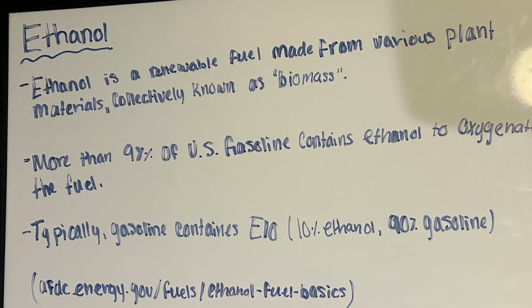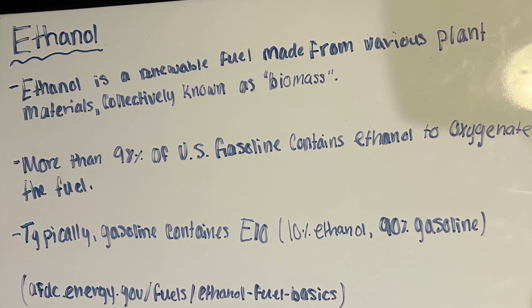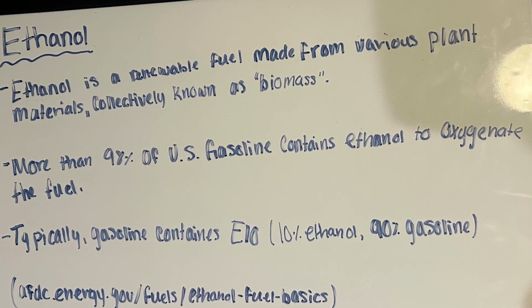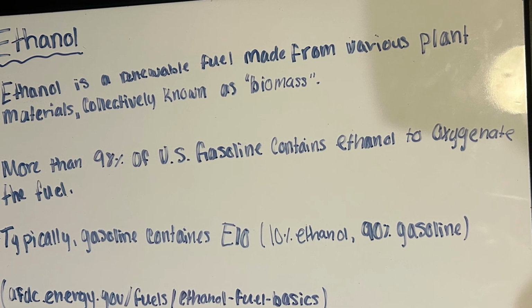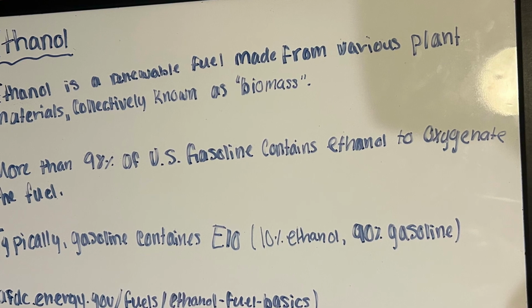What is ethanol? Ethanol is a renewable biofuel source made from various plant materials collectively known as biomass. More than 98% of U.S. gasoline contains ethanol to oxygenate the fuel. Typically, gasoline contains E10, which is a solution of 10% ethanol and 90% gasoline.